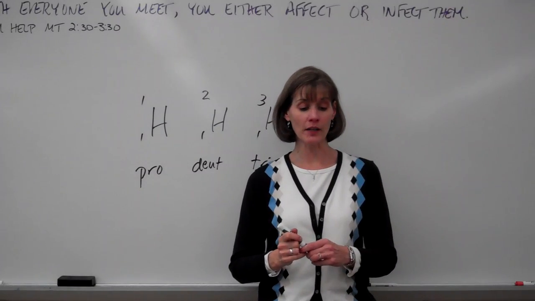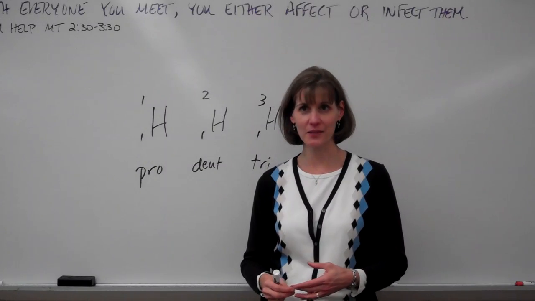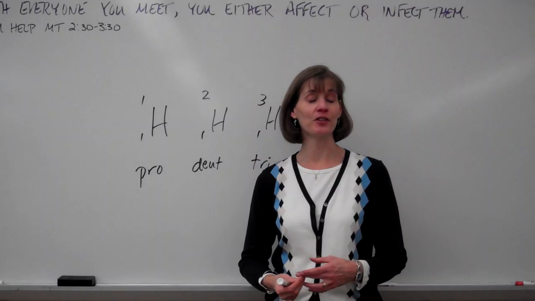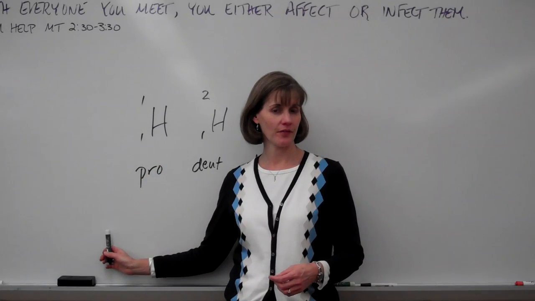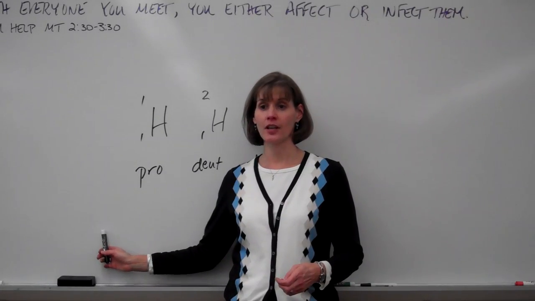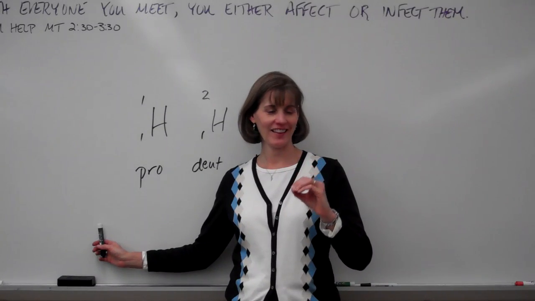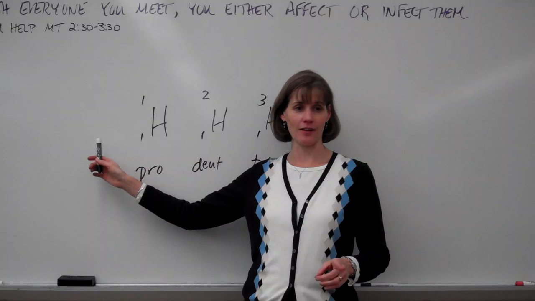Okay? What is different about them? 1, 2, 3. Yes, but why are they 1, 2, 3? The neutrons, the number of neutrons. How many neutrons does protium have? 0. Its mass of 1 comes from its 1 proton.